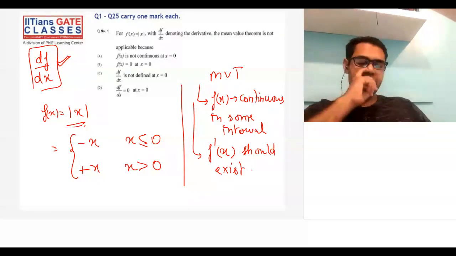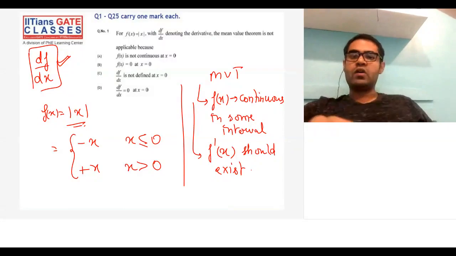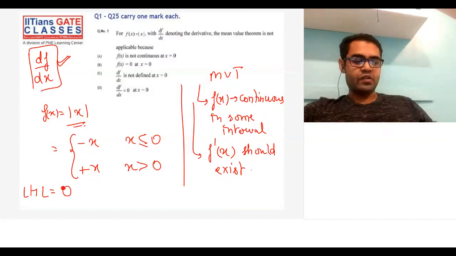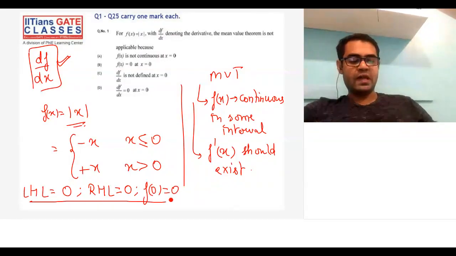Now I hope everyone knows how to check whether a function is continuous or not. You find the LHL, that is the left hand limit, which in this case would be 0. The right hand limit will also come out to be 0, and the value of the function, that means f(0), is also 0. So you see LHL is equal to RHL is equal to the value of the function at 0. That means this function is continuous.